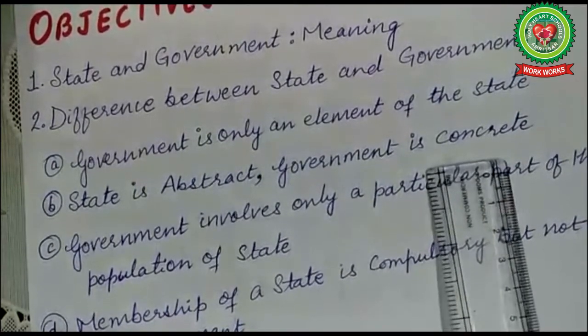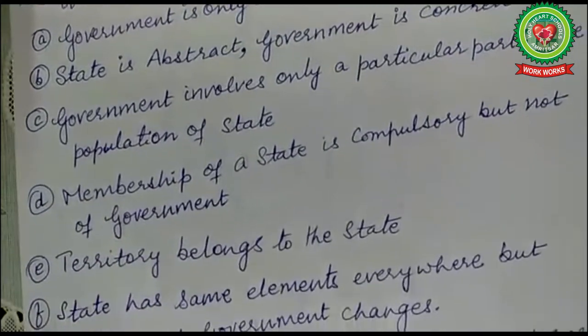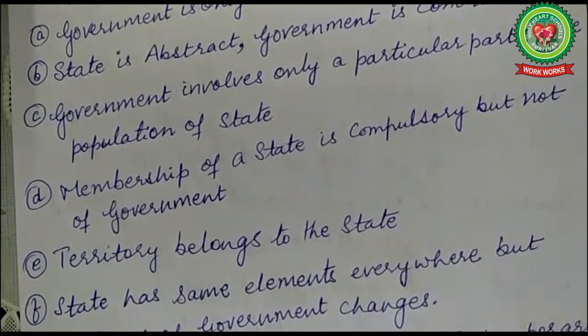The next point is government involves only a particular part of the population of the state. Students, we all are living in India and we all are Indians. So we are part of the Indian state. But you tell me, are you part of the Modi government? The answer is no. Because first of all, you are below 18, and you don't even have the voting right. And you know what is the age required to be a member of the government? If you want to contest elections, you must be at least 25 years of age.